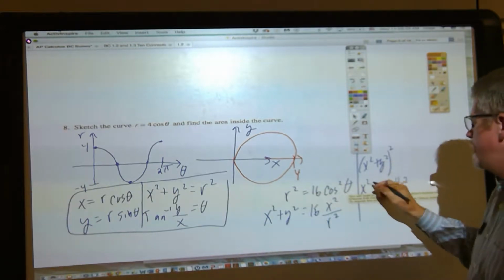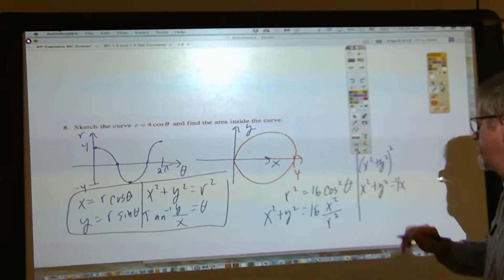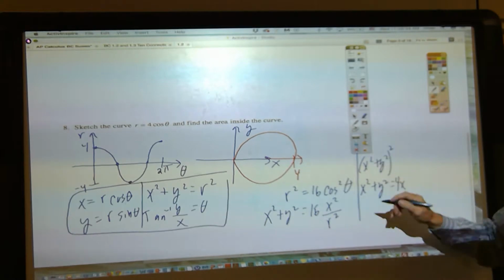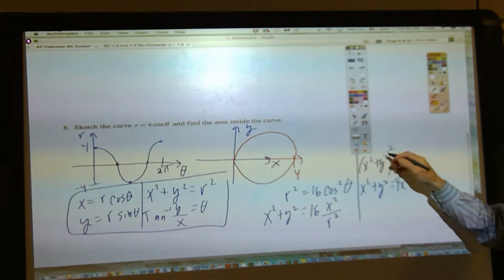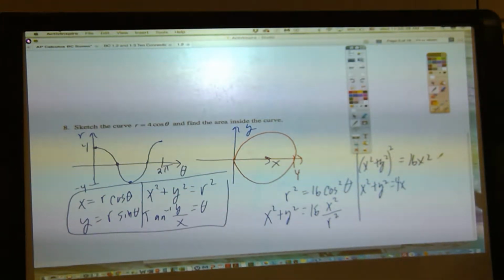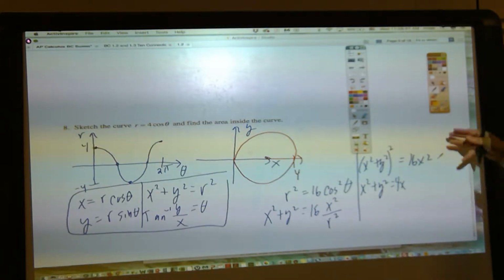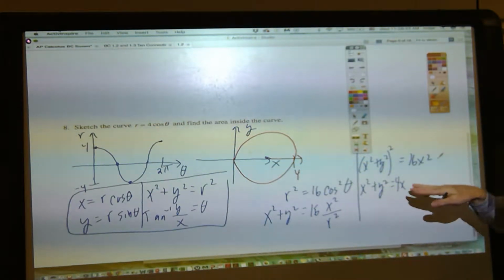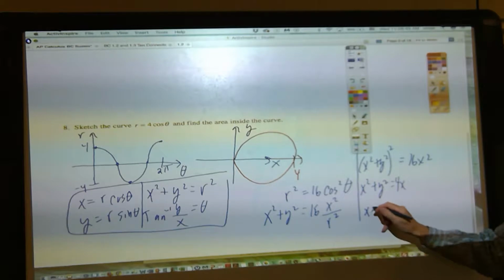So if x squared plus y squared equals 16x squared, then when you take the square root, ignoring the negative square root, you get x squared plus y squared equals 4x. That's where you'd have to complete the square.